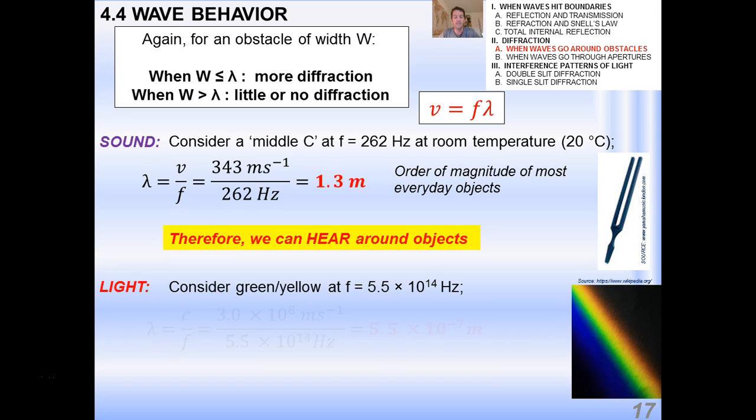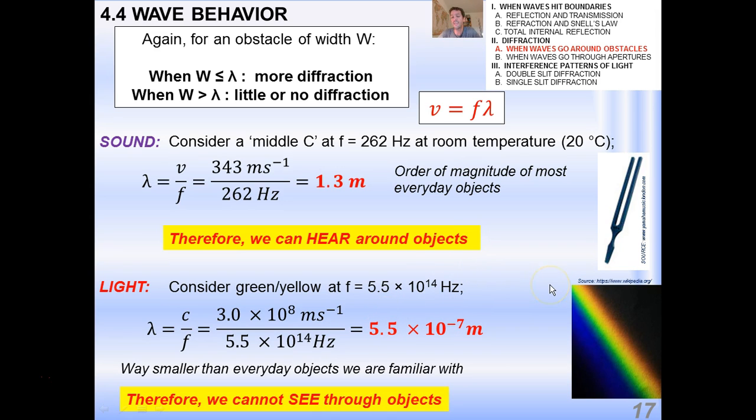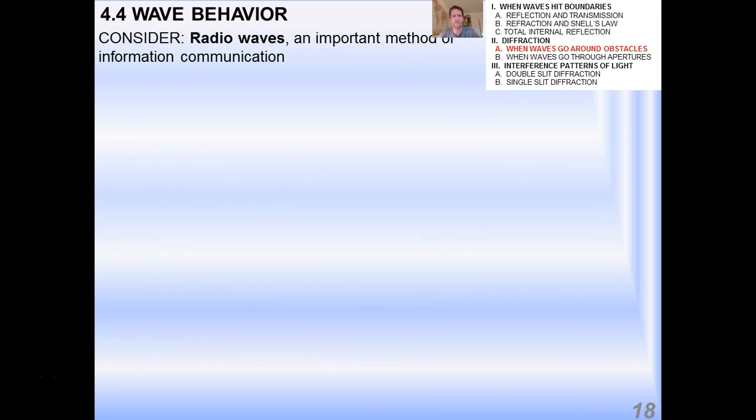Okay? Now, light, on the other hand, has a very, very small wavelength, as you know. That's the reason why you can't see around or through objects, because this is much, much smaller. 550 nanometers is much, much smaller than everyday objects that we're familiar with and that we interact with. So therefore, we can't see around or through objects, but we can hear around them. Really cool, okay?